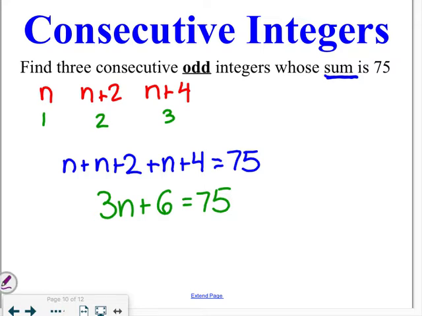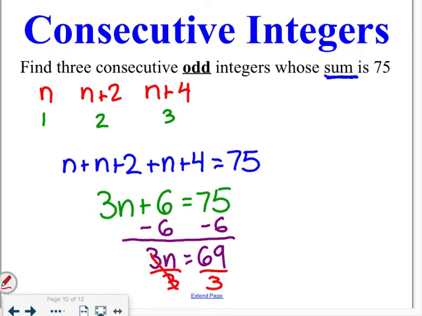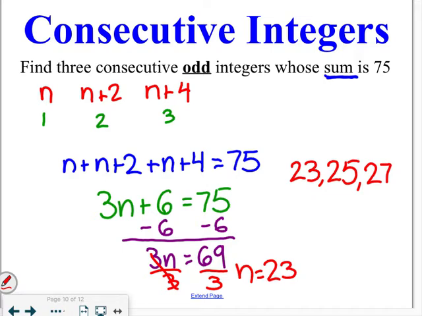So I've simplified the equation to say 3n plus 6 is equal to 75. So solving, first thing we do is subtract 6, which gives me 3n is equal to 69. And to finish, we're going to divide by 3. So that tells me that n is equal to 23. We're not quite done with the problem yet because it asks us to find 3 consecutive numbers. So our first number is 23. Our next consecutive odd number is 25. That's the n plus 2. And our next consecutive number is 27, which is the n plus 4.